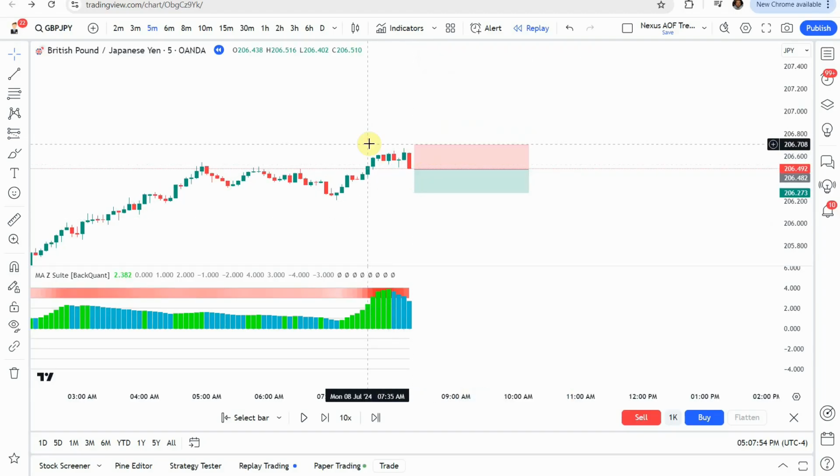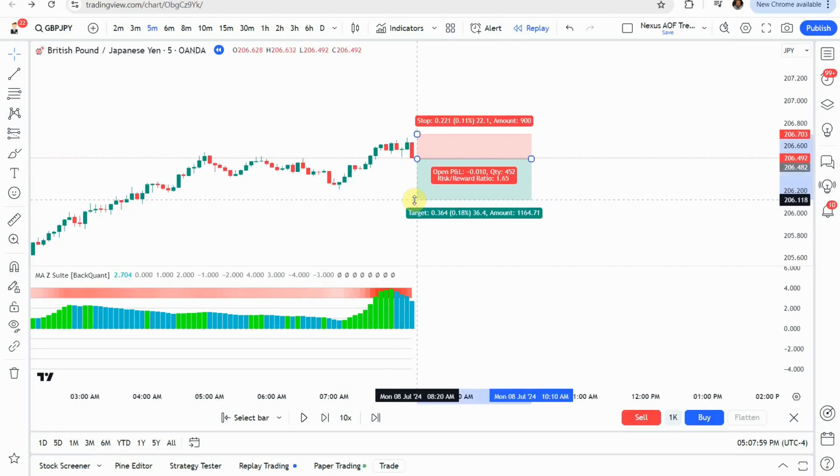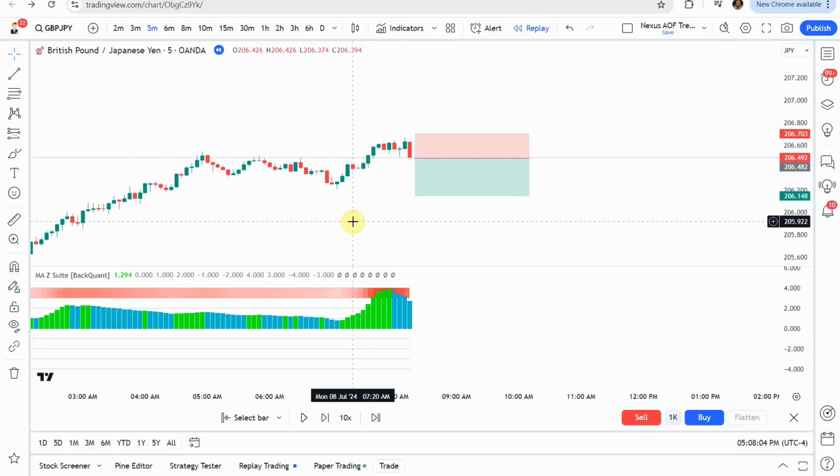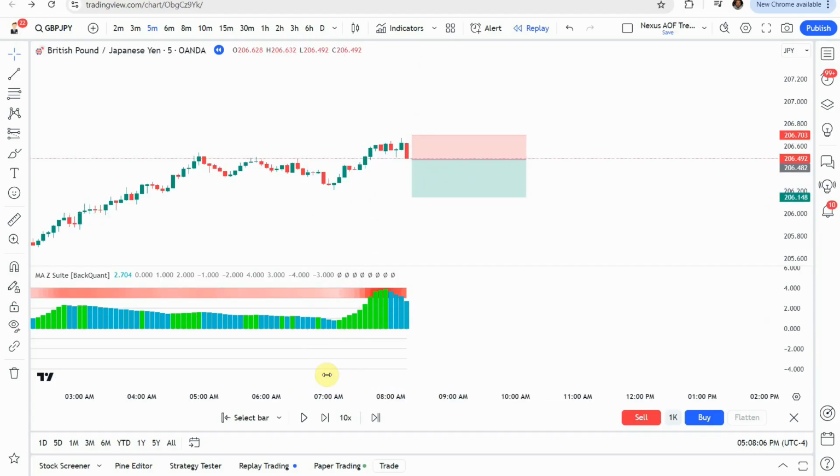We're going to put our stop just right above this pivot right here, and we're going to target a 1 to 1.5 risk reward right about there. Let's go ahead and play this forward just a little bit and see how it plays out.